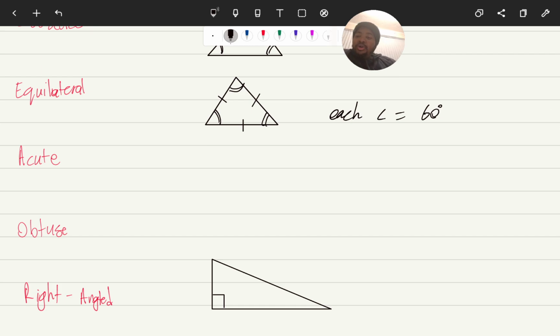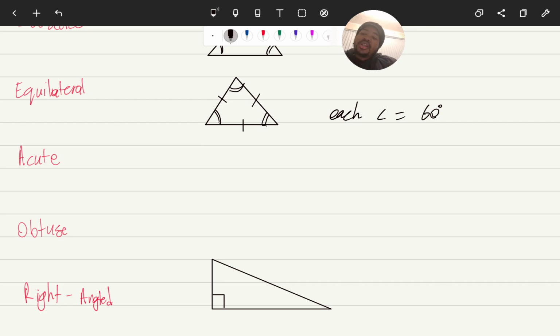And we talk about acute and obtuse angles. Of course we have acute angles and obtuse angles, but I meant to say triangles. You know that an acute angle is any angle below 90 degrees. And obtuse, I think it's between 90 and 180, but it's definitely above 90 degrees.